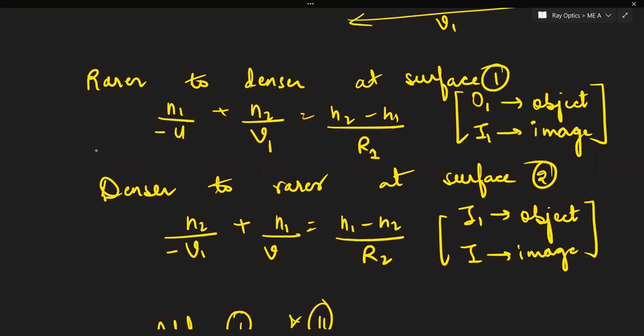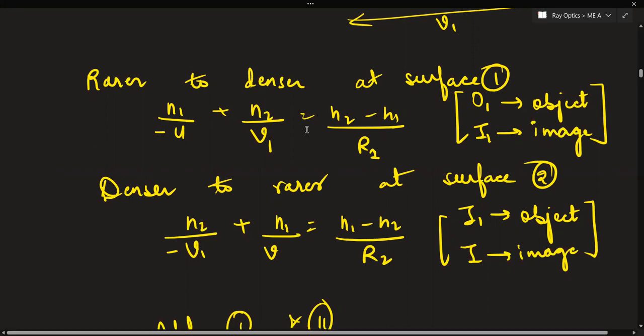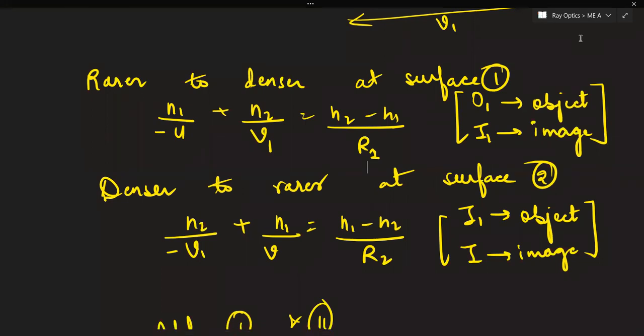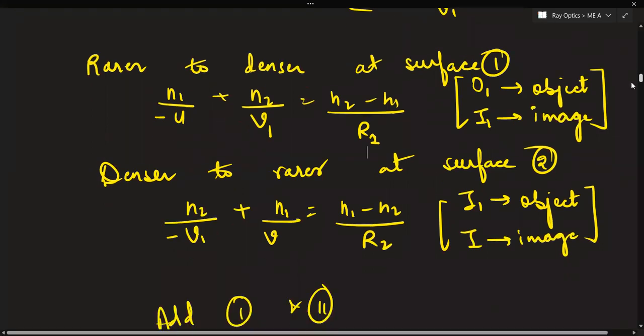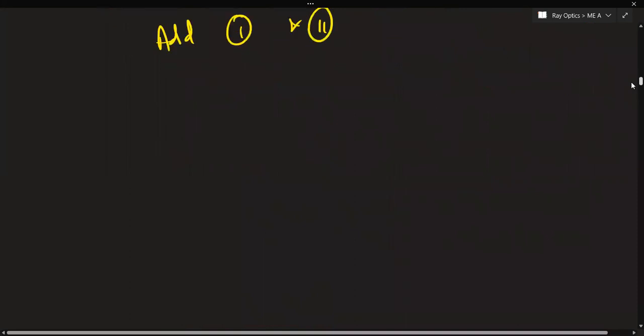Two equations you have. Now you just need to add both of these equations. That's what is required in the derivation. Rarer to denser at surface 1, denser to rarer at surface 2. So if you add both these equations, add on both the sides, N1 by minus U plus N2 by V1 plus N2 by minus V1.